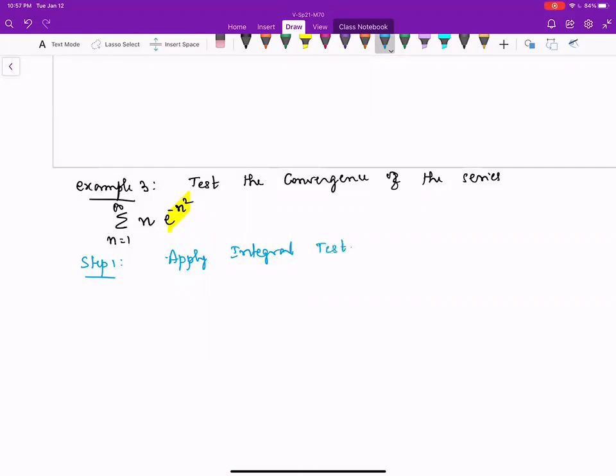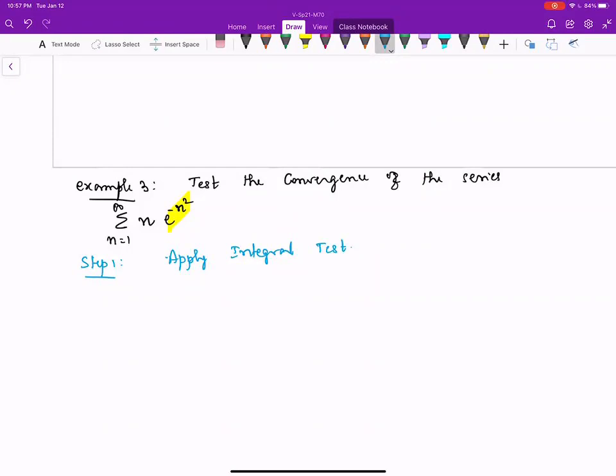This integral test has some requirements. We have to take f of x and show that f of x is positive, continuous, and decreasing on the interval 1 through infinity. Then the second condition is to find the improper integral and evaluate it. If that improper integral is convergent, then the series would be convergent. If the improper integral is divergent, then the series would be divergent.